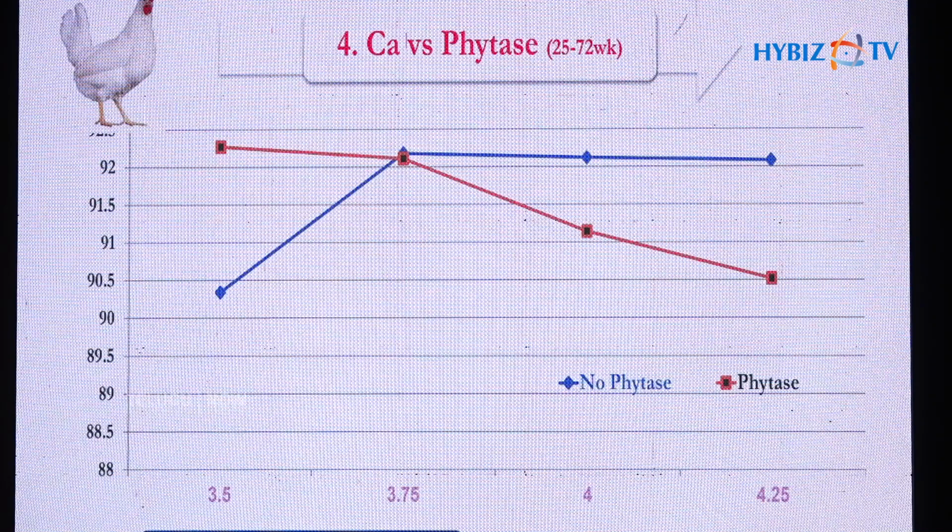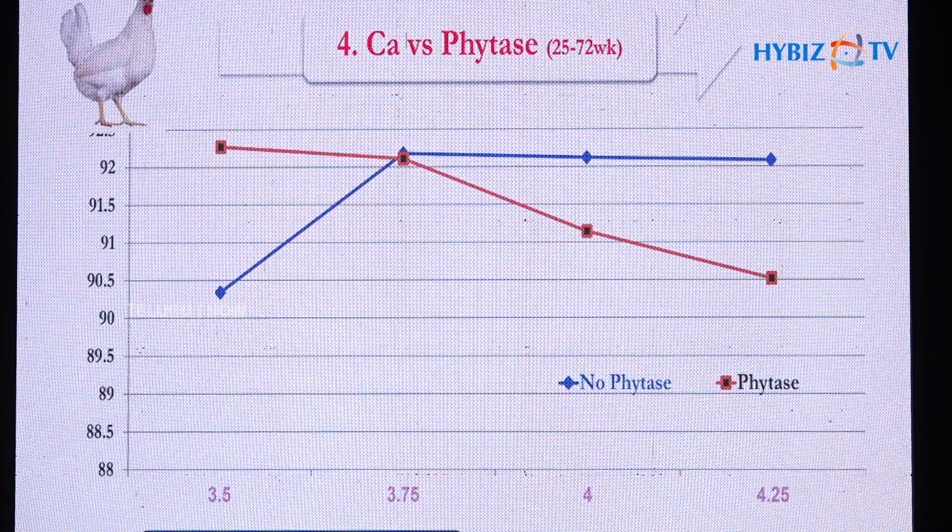So the drop in egg production could be attributed to two reasons. One is that the excess calcium reduced the activity of the enzyme. That's why we got the negative response. Without phytase we got 3.75, and with phytase 3.5, which means approximately 0.25% of calcium was released by virtue of supplementing phytase. So that means effectively the level of calcium with the phytase is 4.25 or 4.5. At these levels, certainly the egg production might have decreased significantly because of the negative effect.